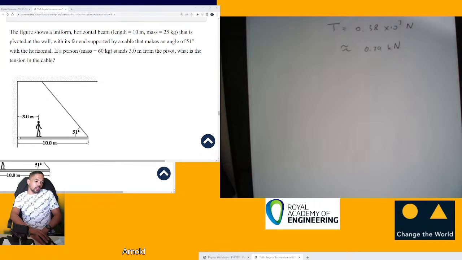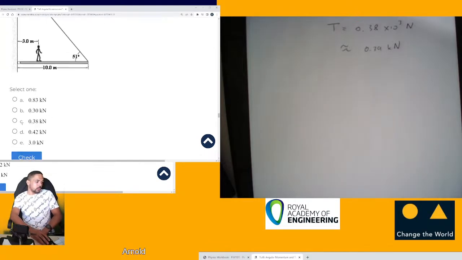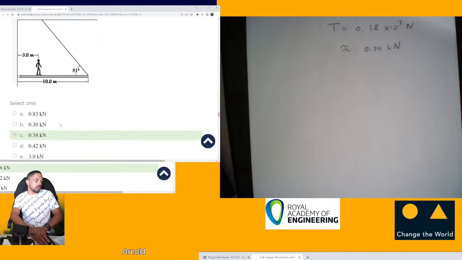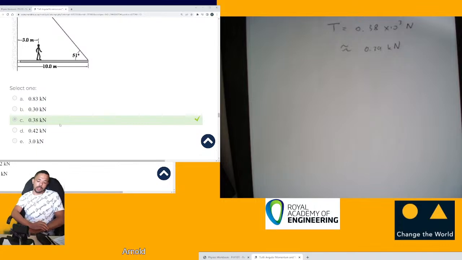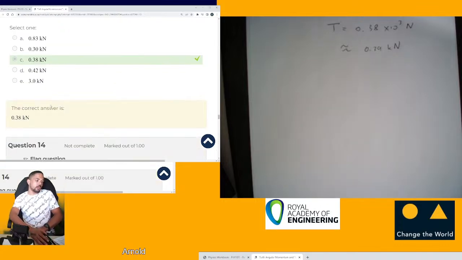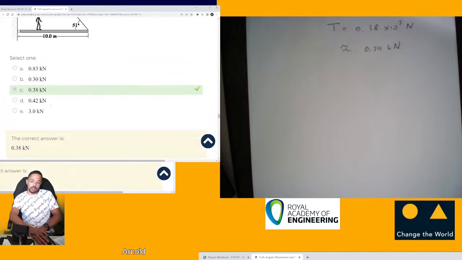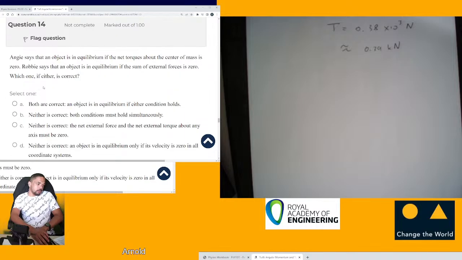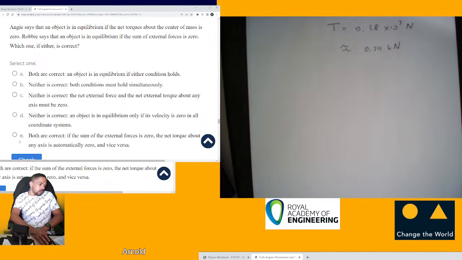Anyway, the answer is 0.39 kilonewtons, or 0.38, approximately 0.39. What was the original answer? 0.385 or 0.389. So this is C. 0.38 kilonewtons is the correct one, because we got 0.385. If you round it up you get 0.389, but if you do not round, you get 0.38. But anyway, that is the way you do that question. Next problem.